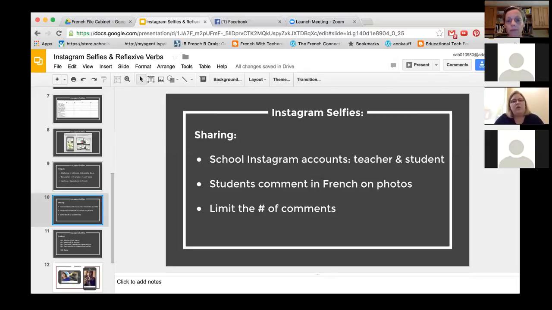And this is also a great way for kids to get to know each other, to build those relationships, to build that sense of community in the classroom. And so that was also another aspect that I put in.